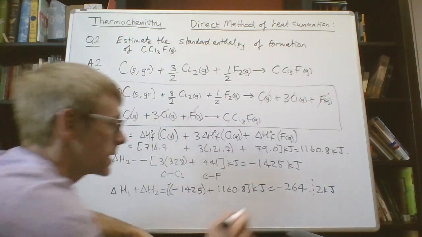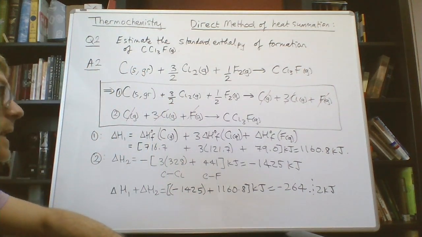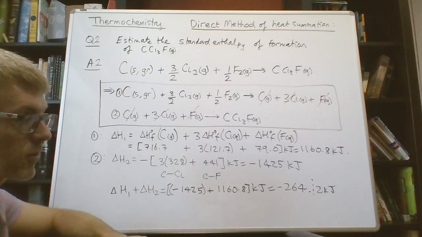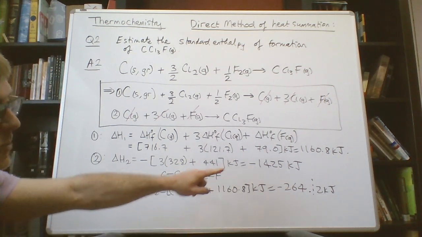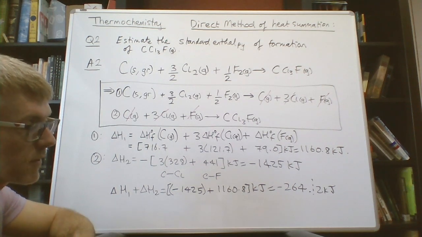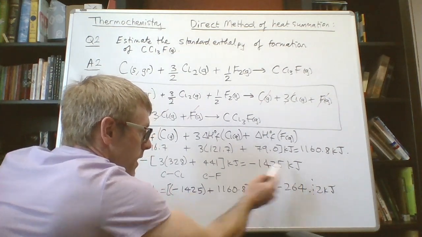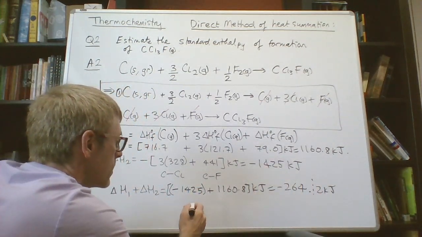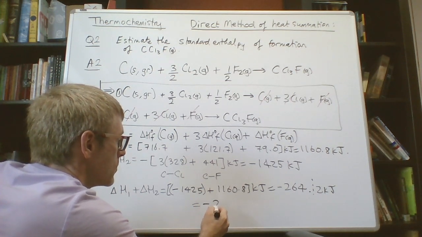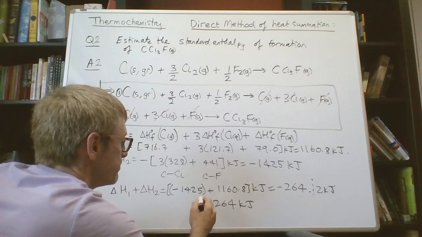but I'm not allowed to give any decimals because this value has no decimals, and I'm adding and I have to preserve least decimals. So I'm going to use the first non-significant digit to round the last significant digit. The 2 is less than 5, so I add 0 to the 4. So my final value is negative 264 kilojoules.